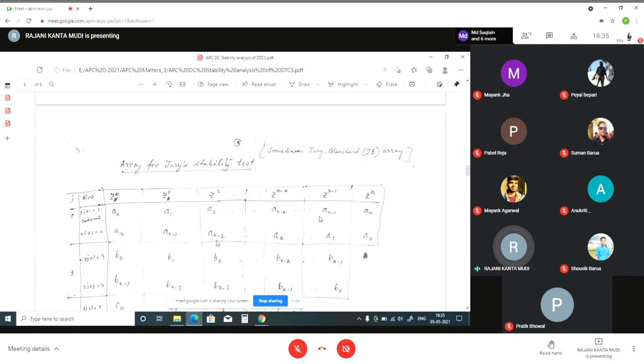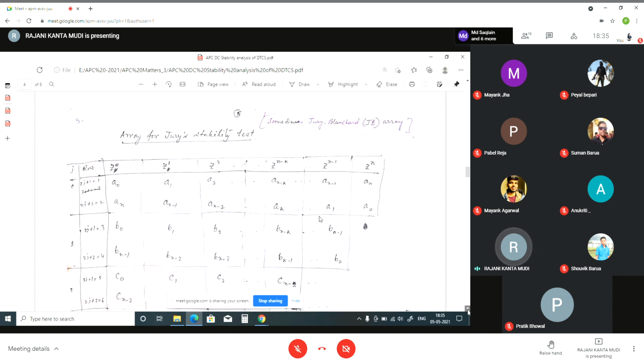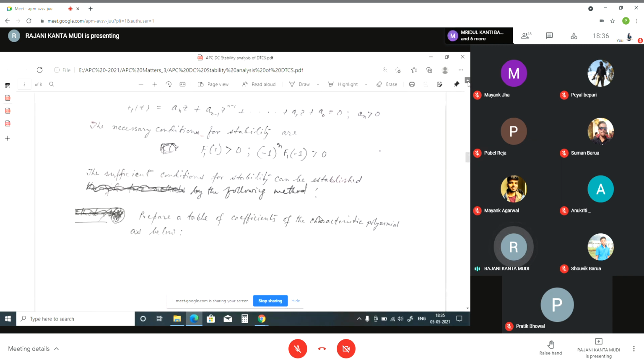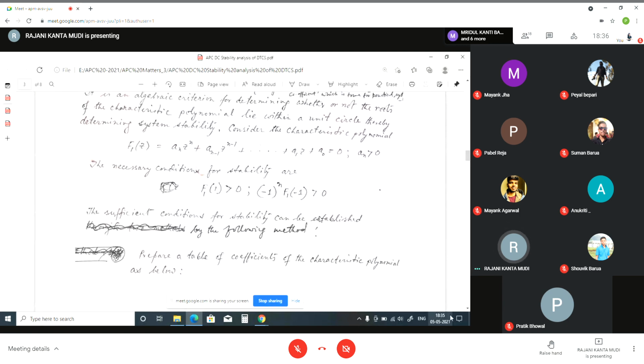And the second row will be the reverse order of the first row. An, a0; a0, a1 will be here, an minus 1 is this. So the first two rows can be constructed, can be formed from the characteristics equation, provided or derived.